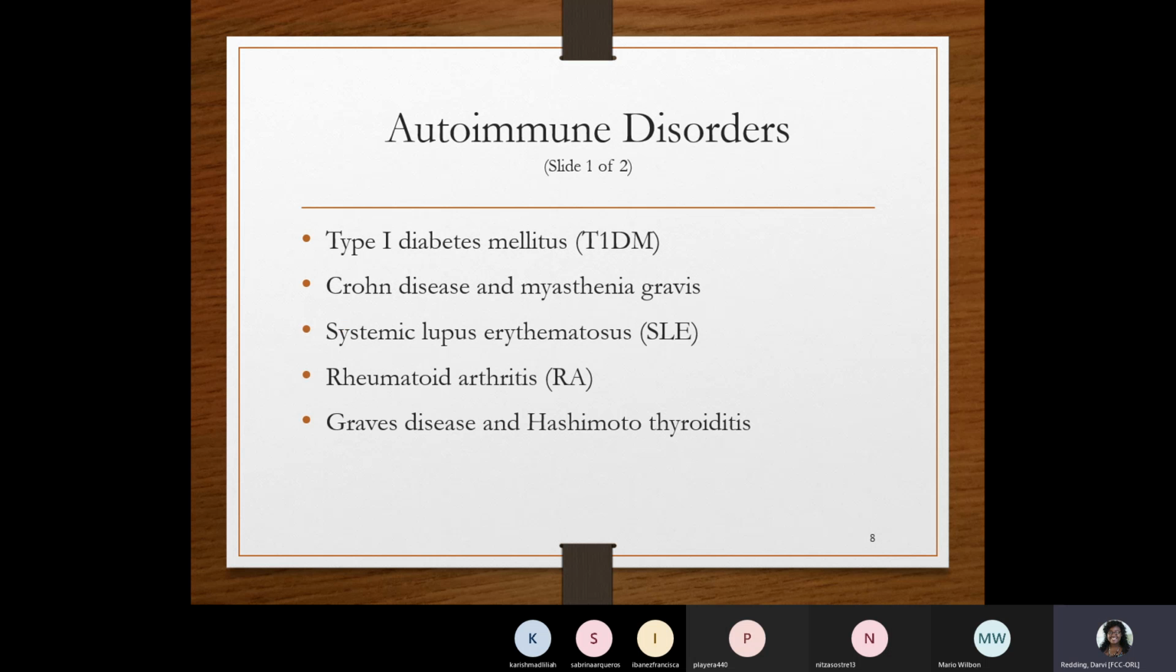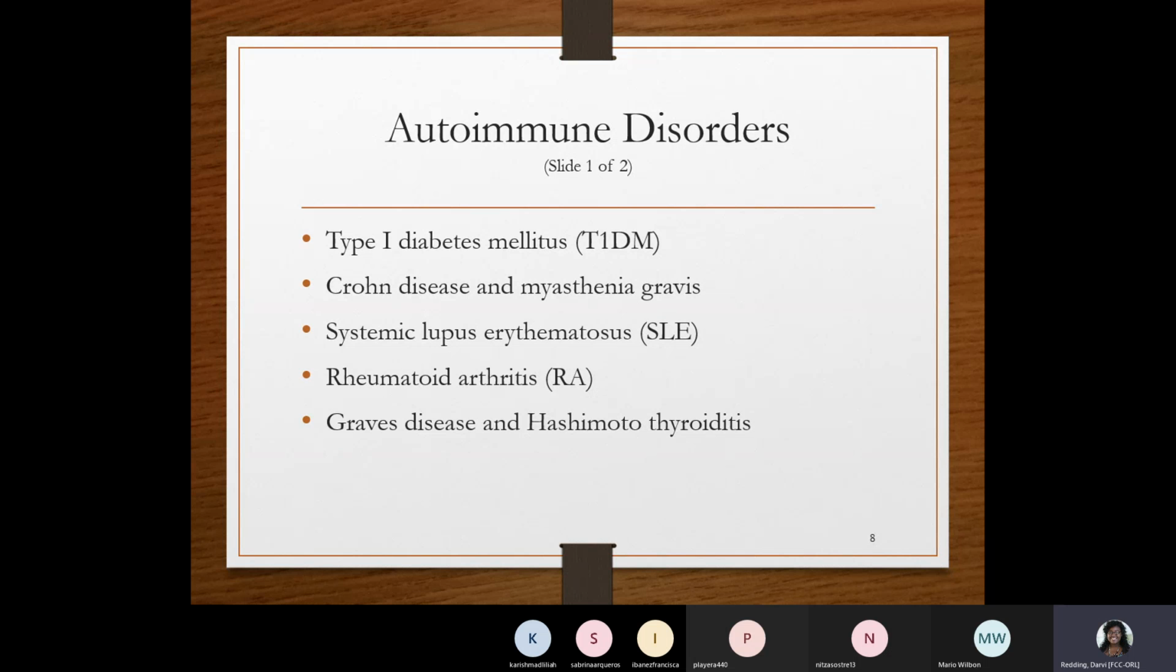So now that we talked about anaphylaxis, we'll next talk about some autoimmune disorders. So one of the autoimmune disorders is type 1 diabetes mellitus, and so that abbreviation is T1DM. And so we learned earlier in this particular course that there are different types of diabetes. You have type 1 diabetes, type 2 diabetes, and then you also have gestational diabetes, which is diabetes that occurs in women that are pregnant.